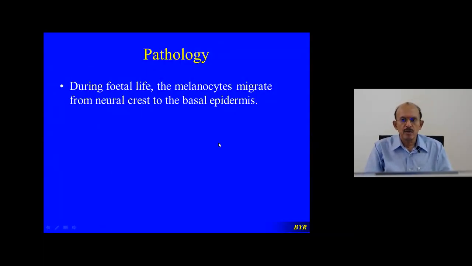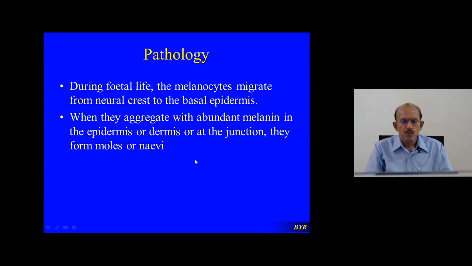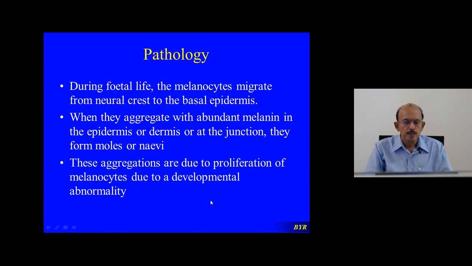During fetal life, the melanocytes migrate from the neural crest to the basal epidermis. The melanocytes form in the neural crest, and from the neural crest they travel to the epidermis of the whole skin. When they aggregate with abundant melanin in the epidermis or dermis or at their junction, they form moles or nevi. These aggregations are due to proliferation of melanocytes due to a developmental abnormality. Hence, it is a hamartoma and not a tumor.